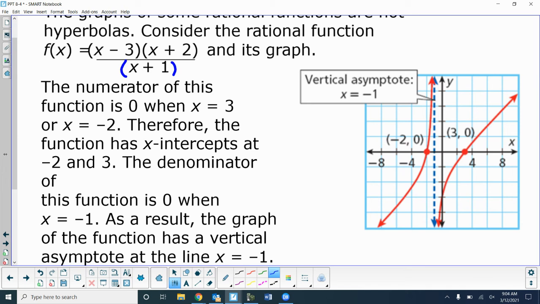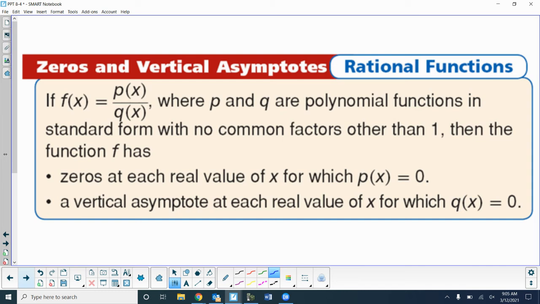You with me? Okay, so how do I find the zeros again? Whatever makes the numerator, the top, 0. Again, vertical asymptote, always what makes the bottom 0. Okay, so here's what they're saying. P is the top polynomial. Zeros are when the top polynomial equals 0. Vertical asymptote is always when the Q polynomial is 0, the bottom. Okay? That's all the P's and Q's mean, different polynomials.